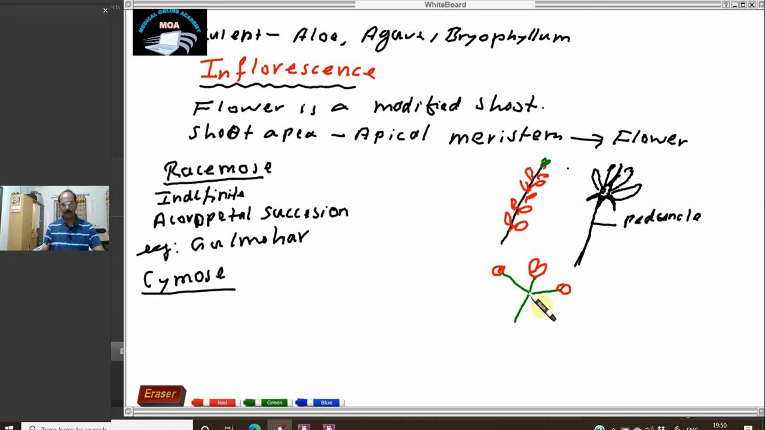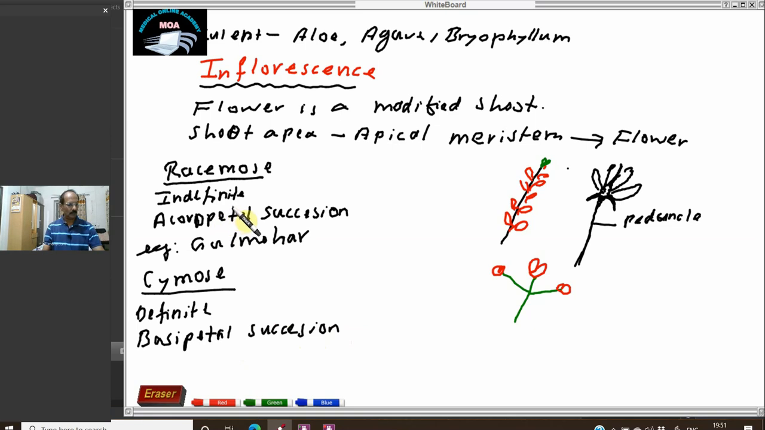Here the peduncle ends in a flower, so the apical bud is not available. So this peduncle cannot grow continuously. So this is known as the definite inflorescence. So the cymose inflorescence is a definite inflorescence, and the flowers are arranged with the older one at the apex and the younger ones below. So it is known as the basipetal succession. Basipetal succession. So these are the two types of inflorescence.